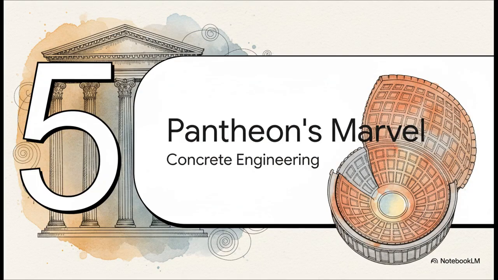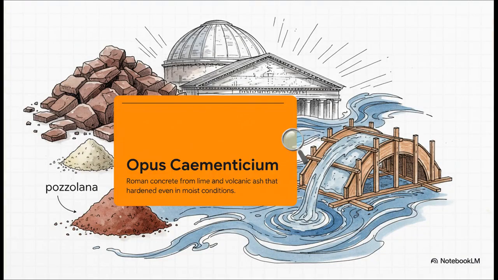Moving on to Section 5, the Pantheon's concrete marvel. Okay, to truly wrap your head around the genius of the Pantheon, completed around 126 AD, you have to understand our greatest invention, opus commentitium, better known as Roman concrete. We figured out that if we mixed lime with a very specific volcanic ash called pozzolana and threw in some aggregate rubble, we got a super durable mortar. It could harden anywhere, literally, even underwater.